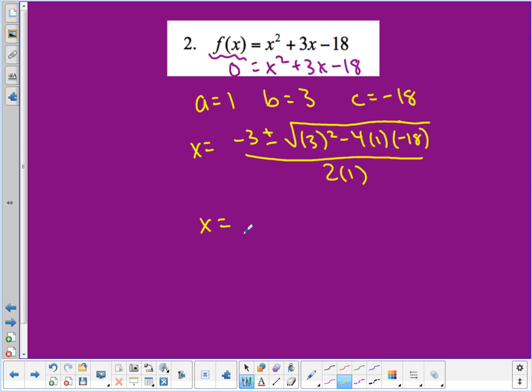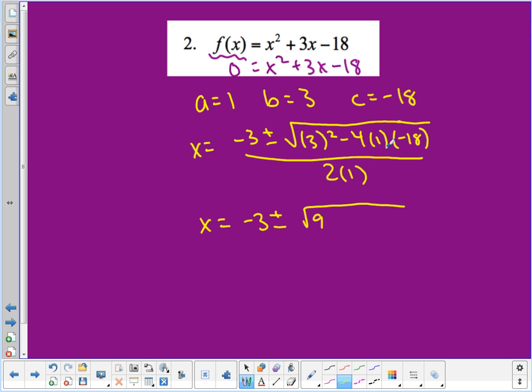And by the way, you will have this formula when you take your final exam. You will be able to write this formula down. You don't have to have it memorized. It's good to have it memorized because it's going to make you go a lot faster. But if you don't, you can write it down. So let's go through and simplify this. I end up with negative 3 plus or minus, and then underneath my radical, 3 squared is 9.